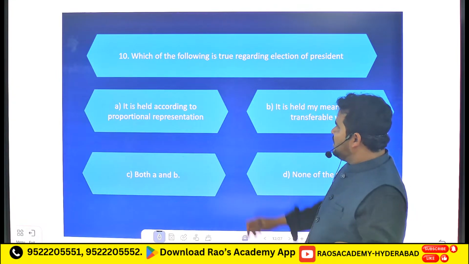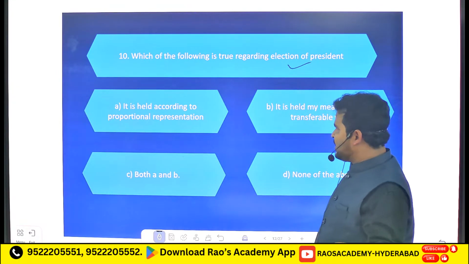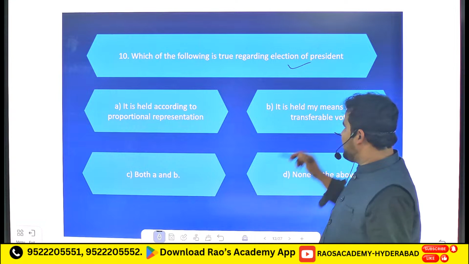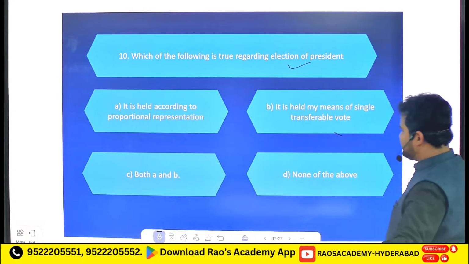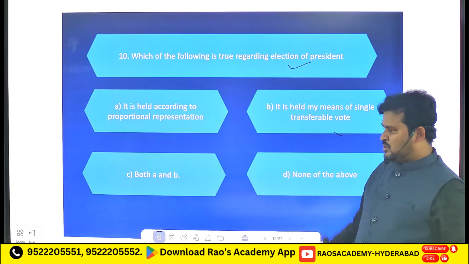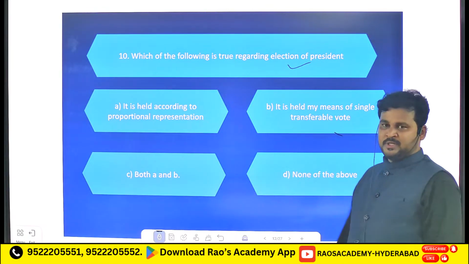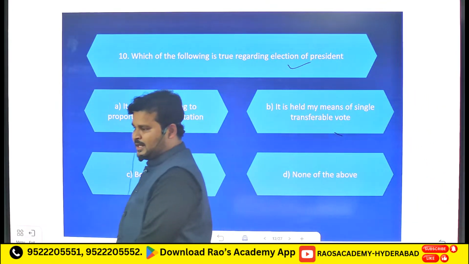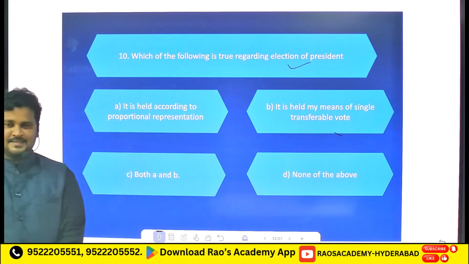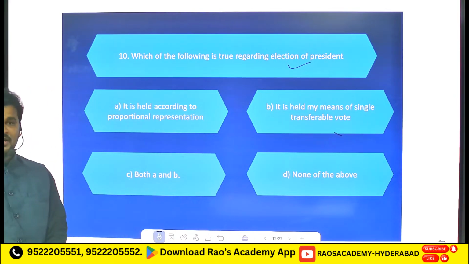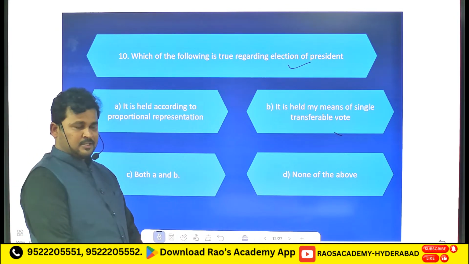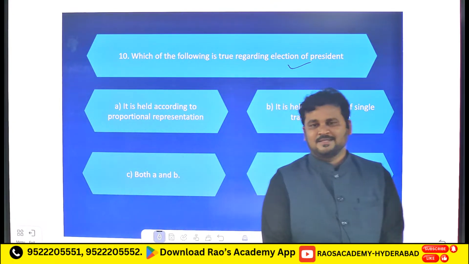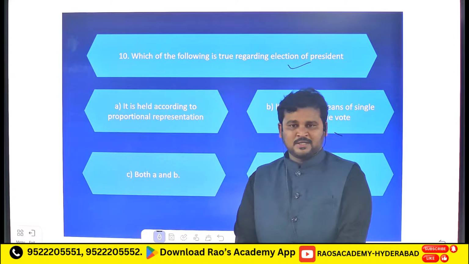And one more question. Which of the following is true regarding election of a president? A, it is held according to proportional representation. B, it is held by means of single transferable vote. C, both A and B. And D, none of the above. We have to know the information regarding the method of election to the president position. So if you know the answer, please comment in the box. Yes, exactly. Many of the students are giving the right answers.